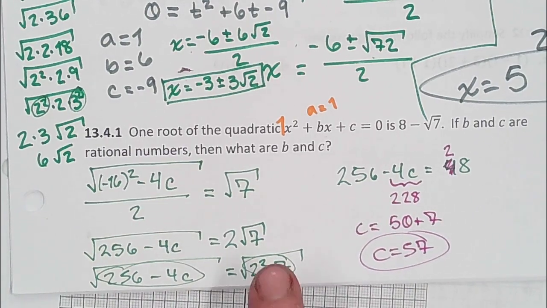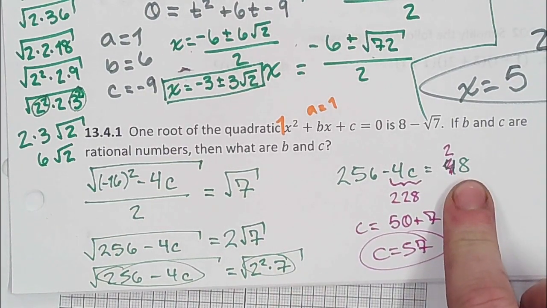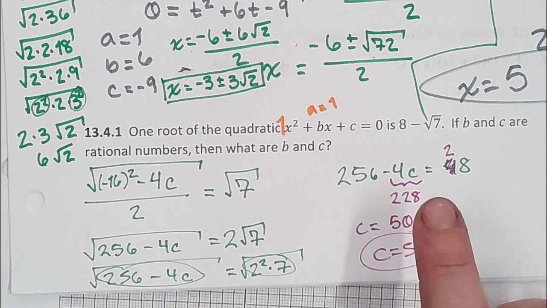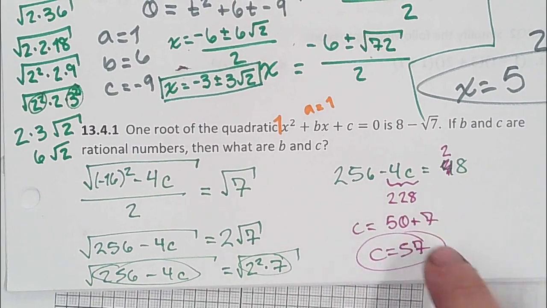revealing that this is root 28, not root 7. So this stuff inside must equal 28. And I deduce that 28 is the number I need here. So how do I get it? 7 times 4.